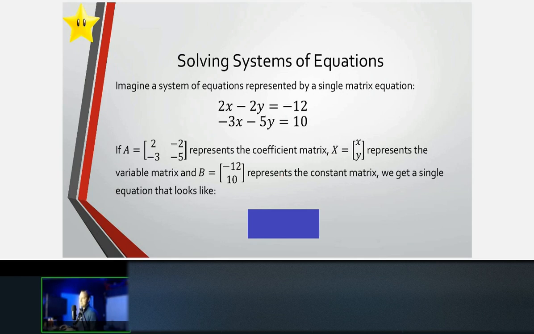All right, so that leads us to the setup of our equation. So here's the setup.